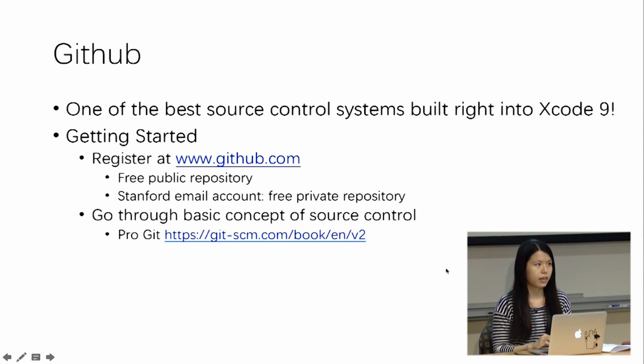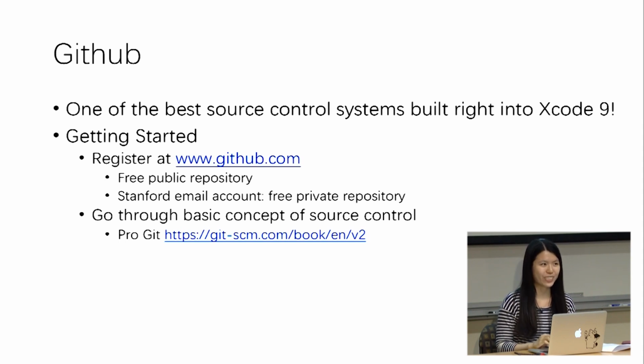A repo is just like a code directory for you to store the code. If you register using your Stanford email account, you can get a private repository for free. I highly encourage you to use a private repo to manage all your assignments and course projects. It's much easier for you to collaborate with your teammates. And remember not to make it public, though. Never use a public repository. So that's why you want to register using your Stanford email.